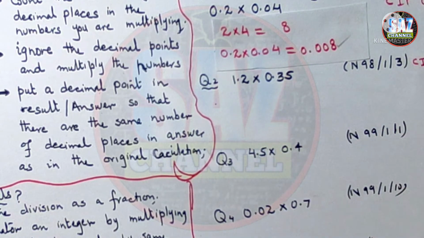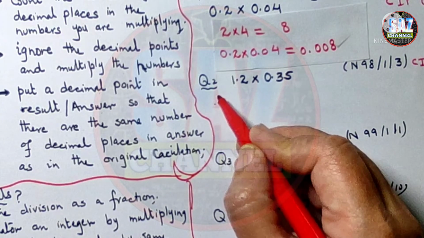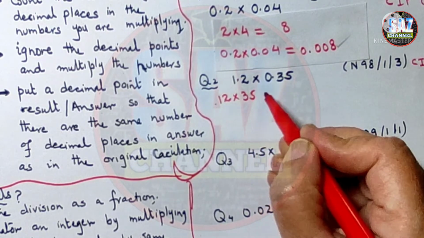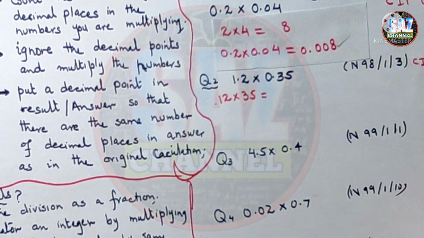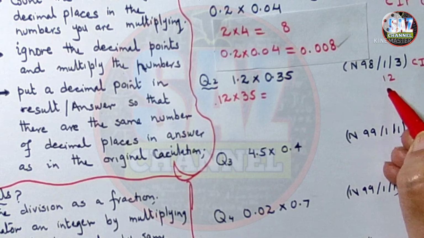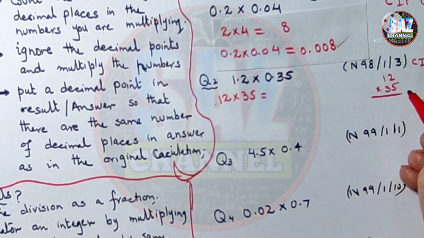And now we have to move to the I step, that is, we have to ignore the decimal. The question will take the form 12 multiplied by 35. So we have to carefully multiply 35 by 12, or 12 by 35 here. Okay, it's a 2-digit multiplication.